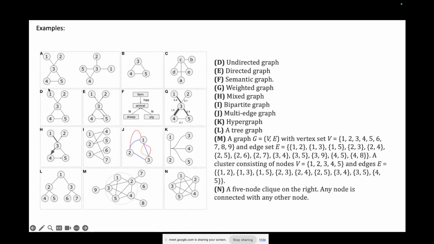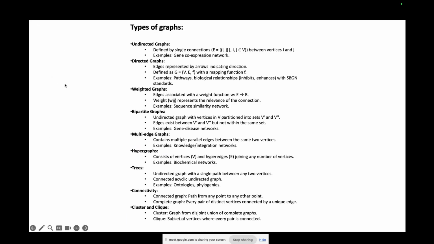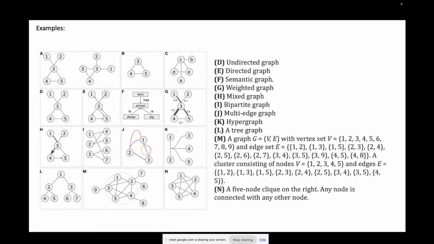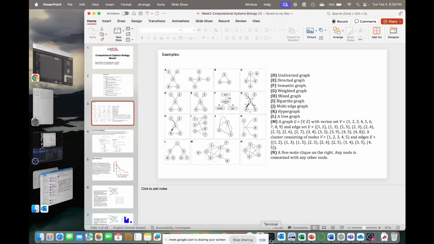So here are visual representations of different types of graphs. On the first left hand side you have, so I think, okay, let's start from D. Basically, the first three we are not concerned about here. Let's start from the fourth diagram. One second.